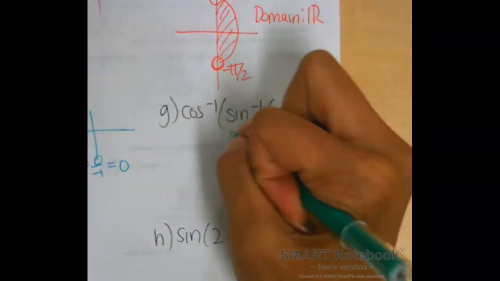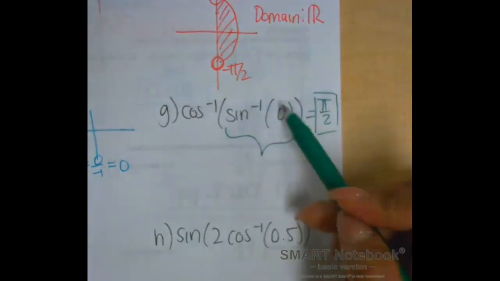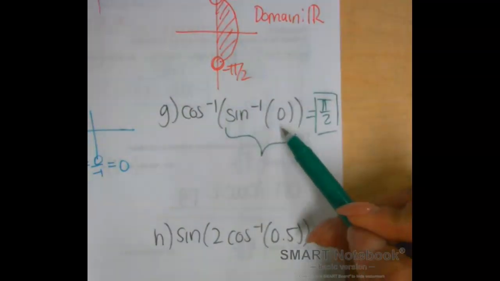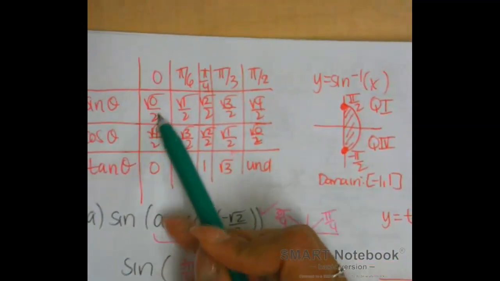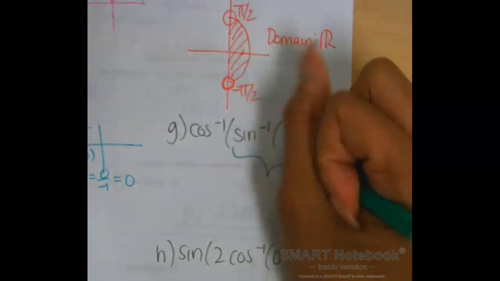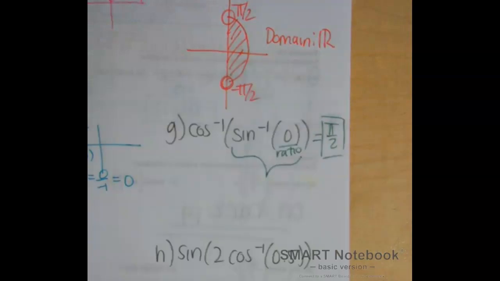So what you should have done was work from the inside out. Sine inverse of 0. So I need to know what angle sine will give me 0. You can look back at your chart. The angle that sine will give you 0 is just 0. Make sure you make a note here, since it's a sine inverse of 0, you want this to be a ratio. So you should have solved this.